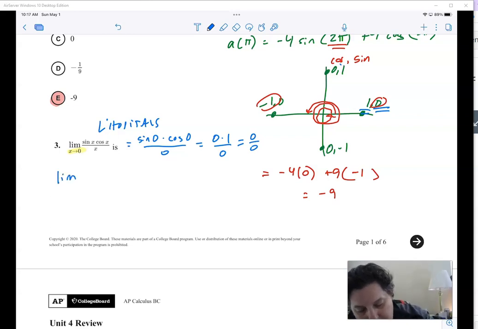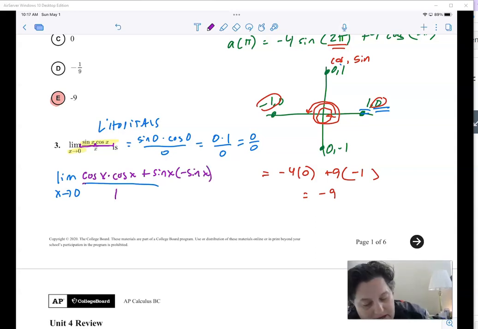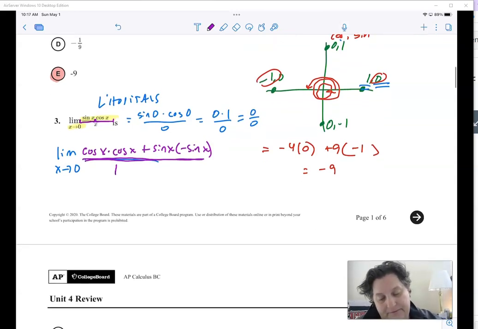Now, when I do L'Hopital, when I take the derivative of the top, you guys, I'm going to have to do a product rule. Product rule goes like this: derivative of the first times the second plus the first times derivative of the second. And then on the bottom, the derivative of x is 1. Remember with L'Hopital's, you're not doing the whole quotient rule thing. You're just taking the derivative of each part separately.